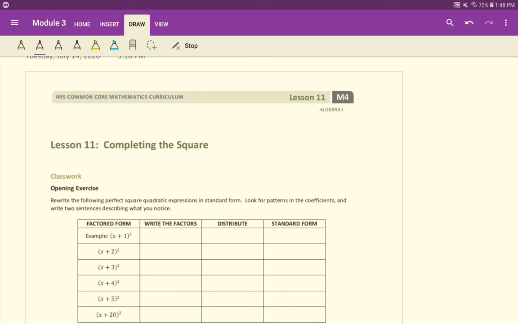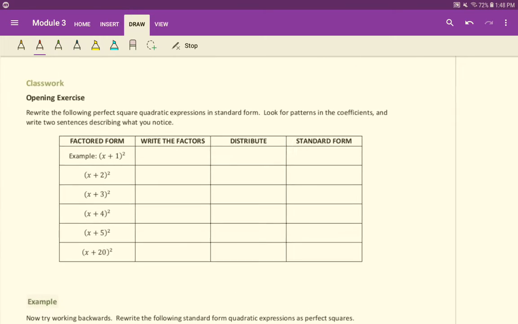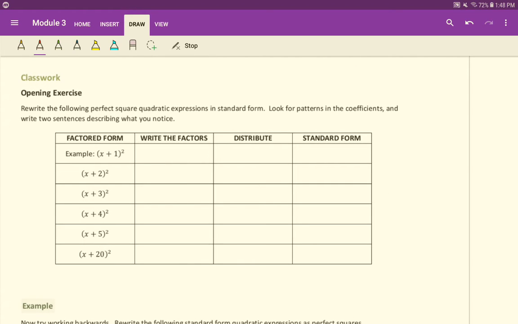Before we get into what completing the square is, let's go ahead and get into this opening exercise that the directions are asking us to do. We're asked to rewrite the following perfect square quadratic expressions in standard form, and then look for patterns in the coefficients and write 2 sentences describing what you notice. We'll write the sentences maybe down here.